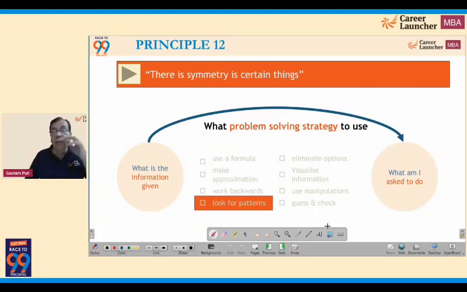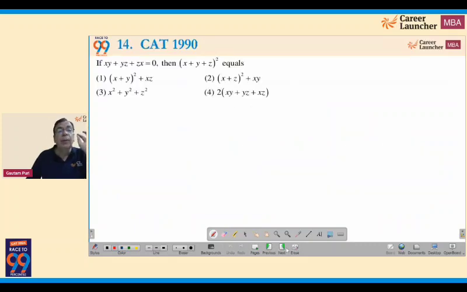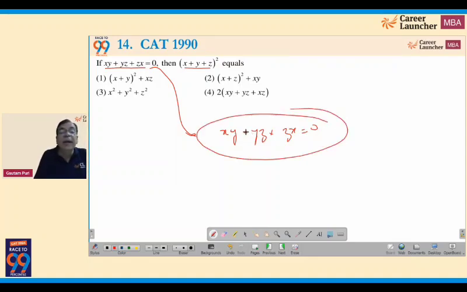Symmetry is extremely important, and the basic funda which I want you to remember is, if the question is symmetrical, then the answer choices will also be symmetrical. What do I mean by symmetrical? Interchangeable. In this particular equation, if x and y are interchanged, or y and z, or z and x, then the equation remains the same. If x, y, z being interchanged does not change the equation, then the answer choice should also hold. Now look at choice 2. Wrong. Choice 1 and 2 are wrong.